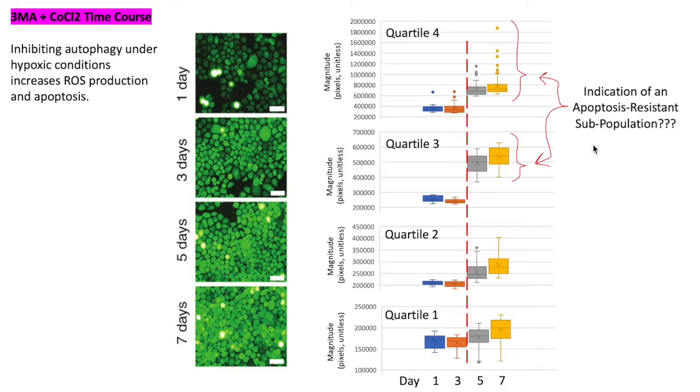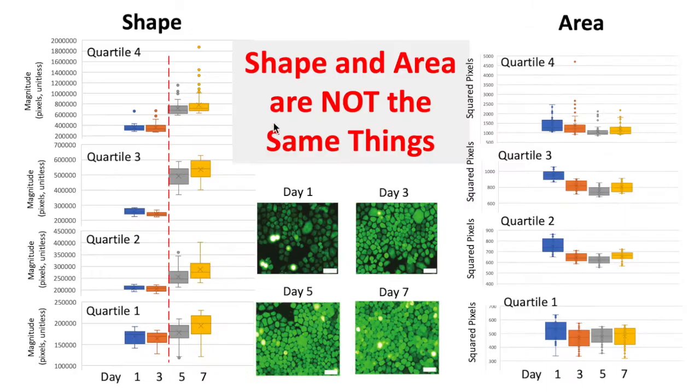And as a control, we did the same analysis, but measuring area to show that what shape measures is different than what area measures. As opposed to measuring shape, measuring area does not reveal the threshold effect between days 3 and day 5.